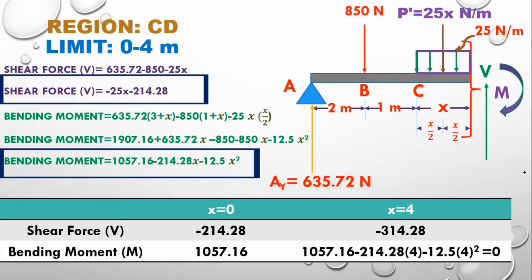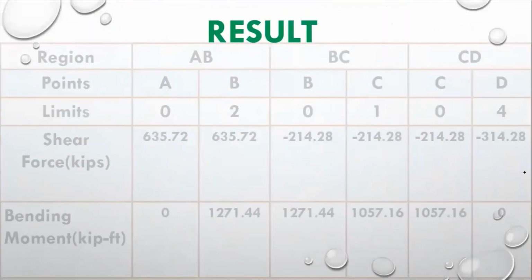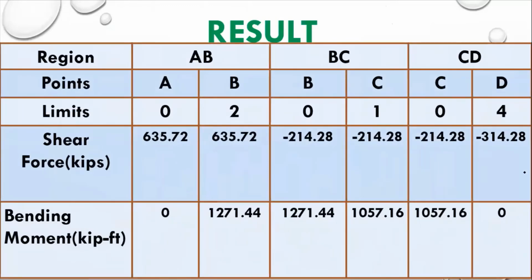So I am moving towards the final result. The result is here. This is the tabulated form of whatever I have calculated in different regions. I put down all the values over here. Now we are going to construct the shear force and bending moment diagram.